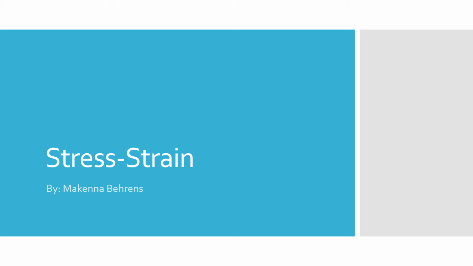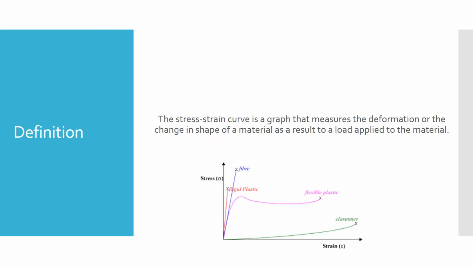The biomechanical topic that I would like to discuss is the stress-strain curve and how an applied force can affect the original resting length of the material that the force or load is imposing. The definition of the stress-strain curve is a graph that measures the deformation, or the change in shape, of a material as a result of the load applied to the material.